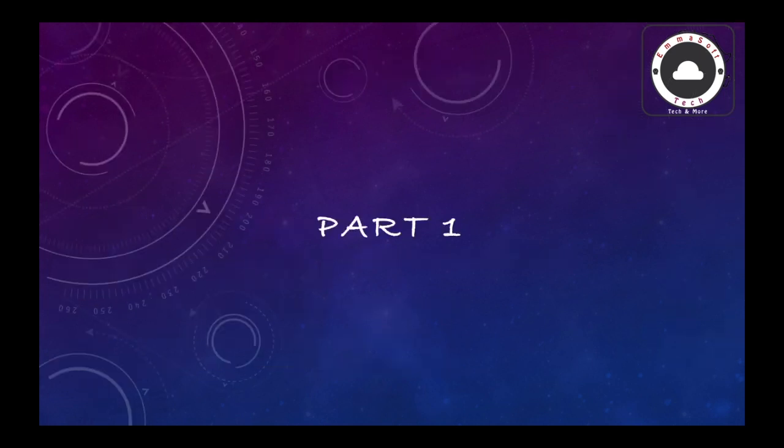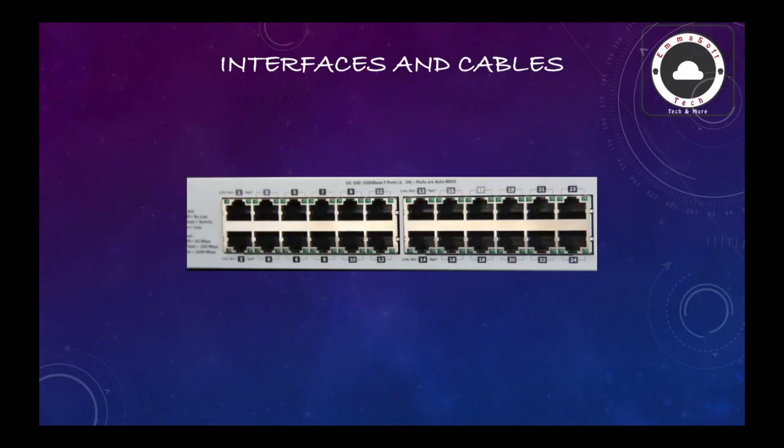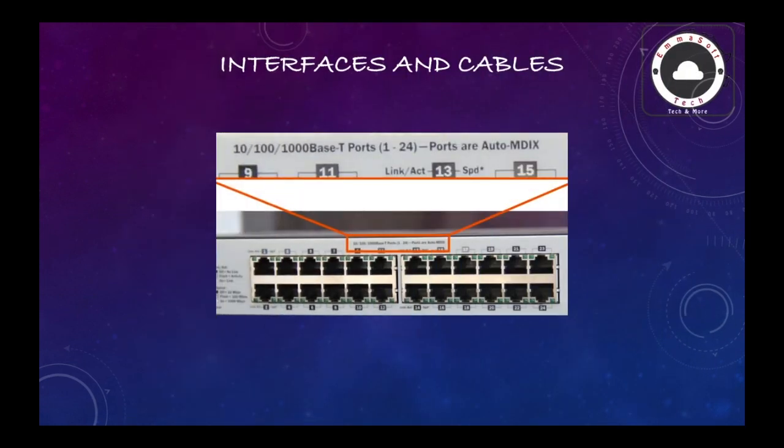Okay, so let's get started with part 1, and this part is actually focusing on interfaces. So we have the front part of one of the switches, and this is a 24-port switch, and that is how it is actually laid out, but we are going to break it down and see what actually is there. There is something which is not seen clearly here, but I'll zoom so that we can see that part clearly. So we have some label there where we are seeing 10/100/1000 ports 1 to 20, and ports are auto MDI-X. I said we shall be looking at auto MDI-X later on to know what actually it means.